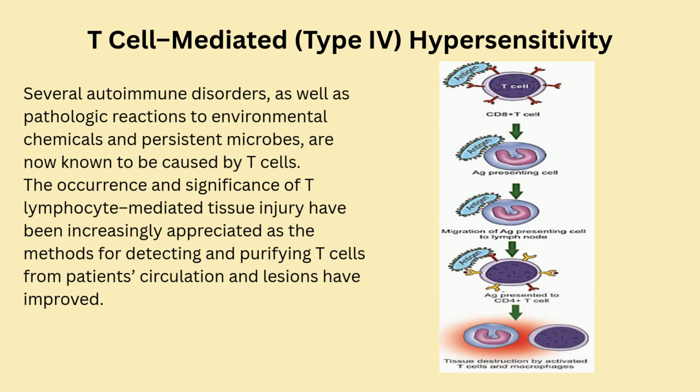Let's understand the type 4 hypersensitivity reaction's pathogenesis. Here the CD8 plus T cells detect this antigen. The antigen presenting cells further take up these antigens, and these antigens are presented to CD4 plus T cells, which activates macrophages and other immune responses are evoked. This results in release of cytokines and interleukins, which cause tissue destruction along with the antigen.